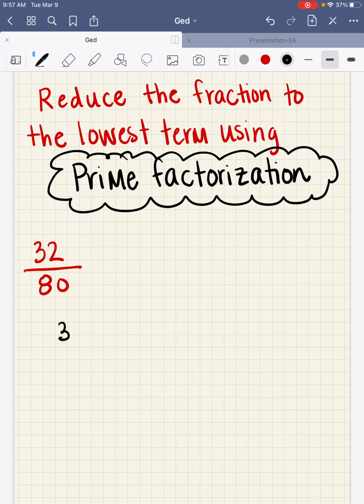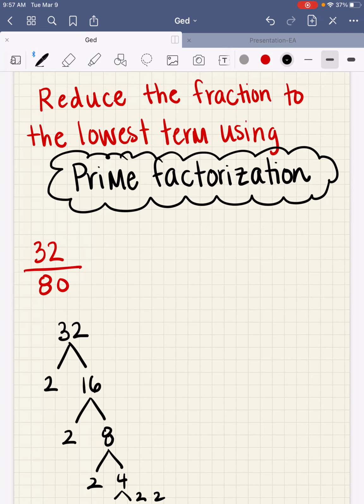So if I look at 32, the first thing I'm going to do is always decide, is it 2 that goes into it evenly or 3? And in this case it's 2 and 16. And then 16 can be divided into 2 again and 8. And then 8 into 2 and 4. And then 4 into 2 and 2.